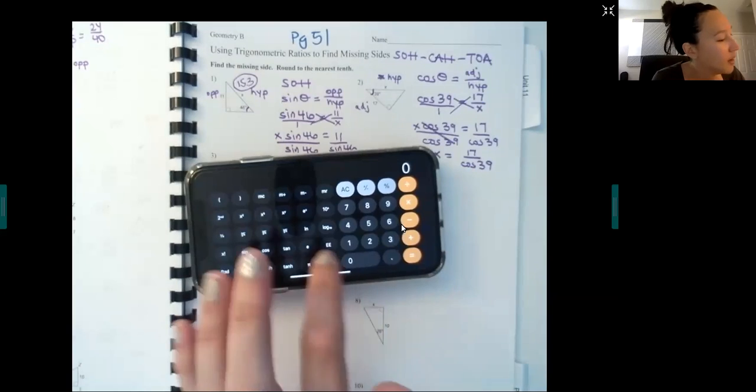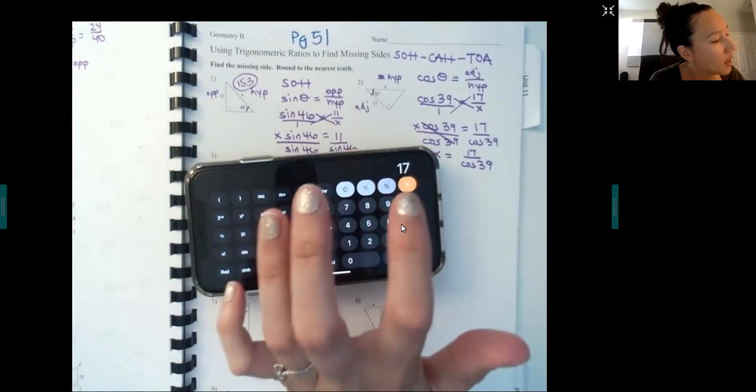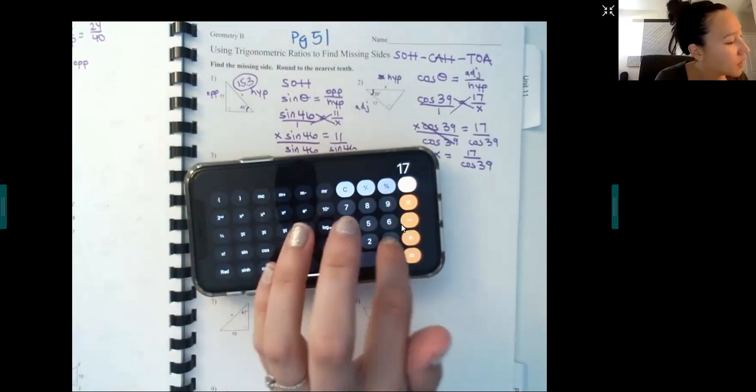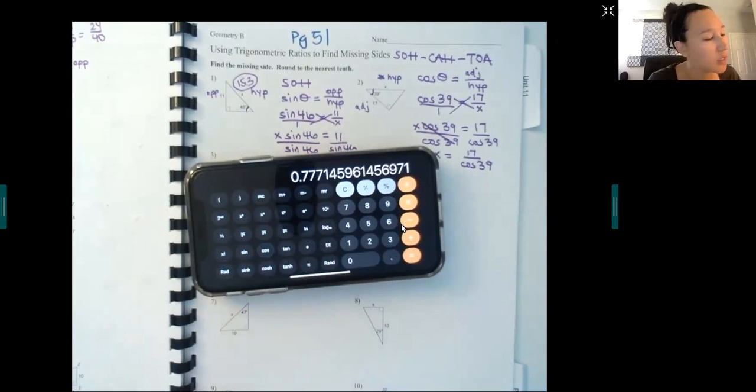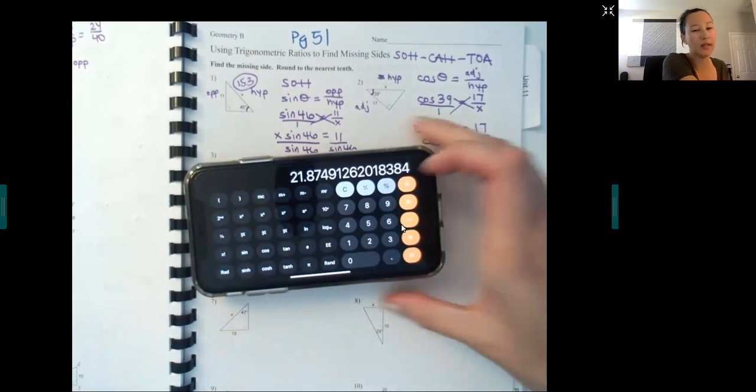Go to our calculator. We have 17 divided by, we'll do the angle first, so 39 times the cosine. If you do it in the opposite order, it doesn't work. So 21.87, which would round to 21.9 if we're rounding to the nearest tenth.